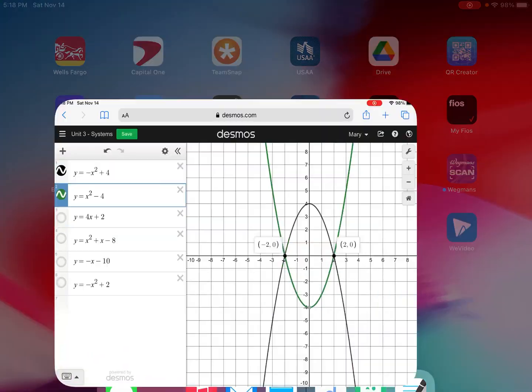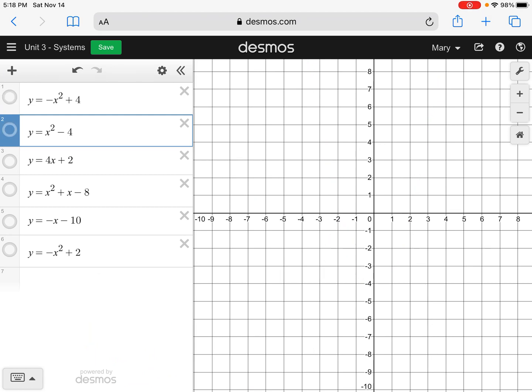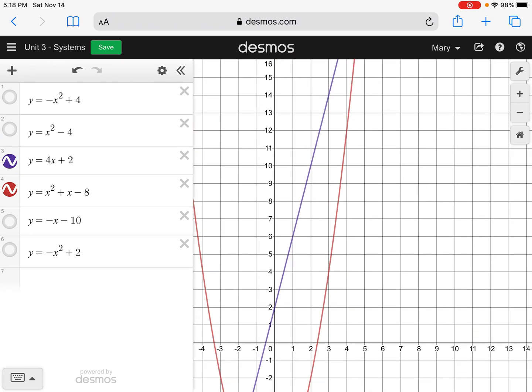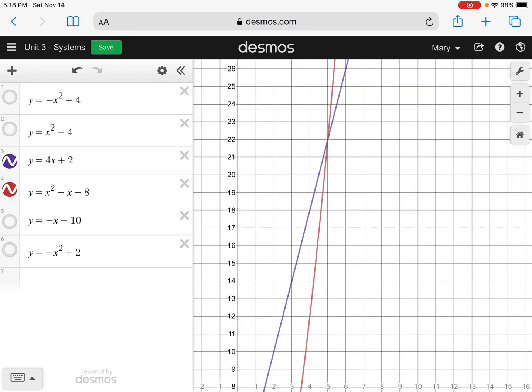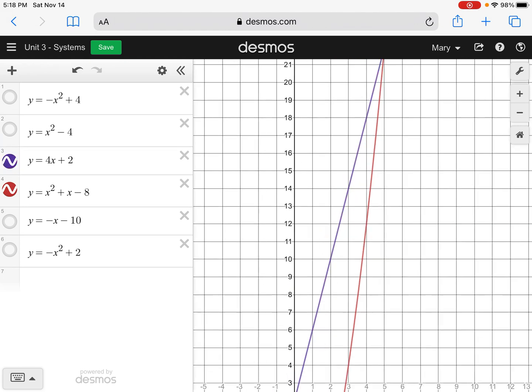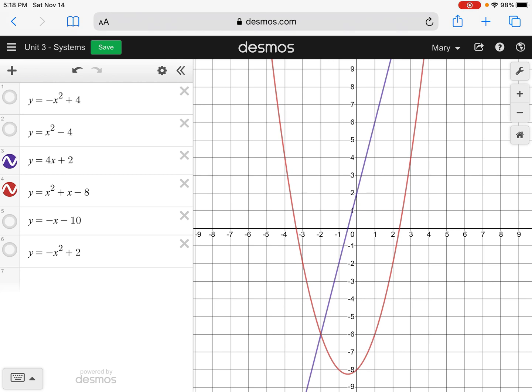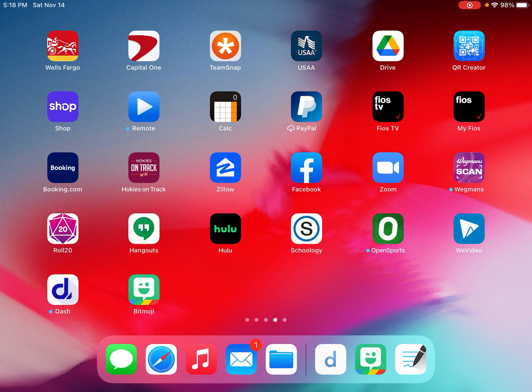So let's take a look. There's 4x plus 2. All right, so this first one crosses at -2 and -6, and sometimes you've got to move over. Oh my goodness, this one is at 5 and 22. So 5, 22, and -2, -6.